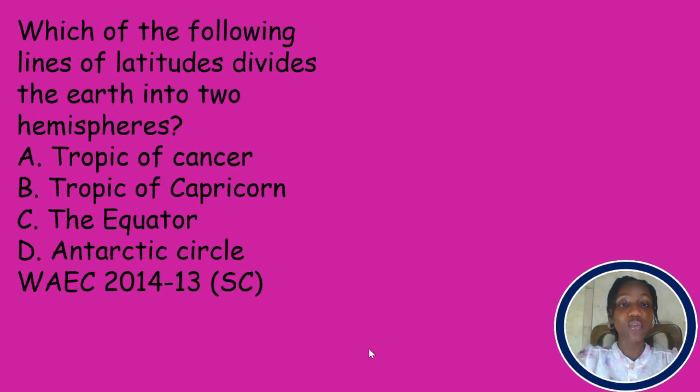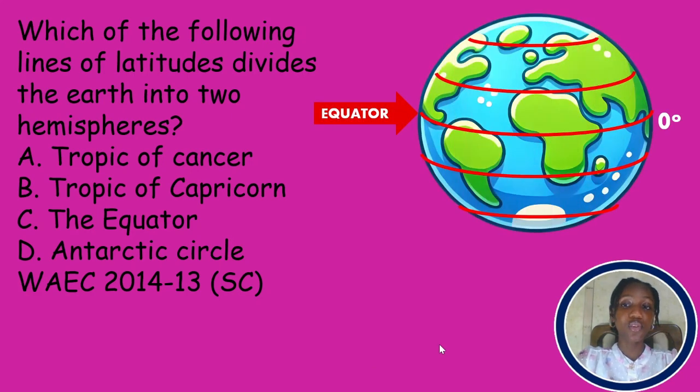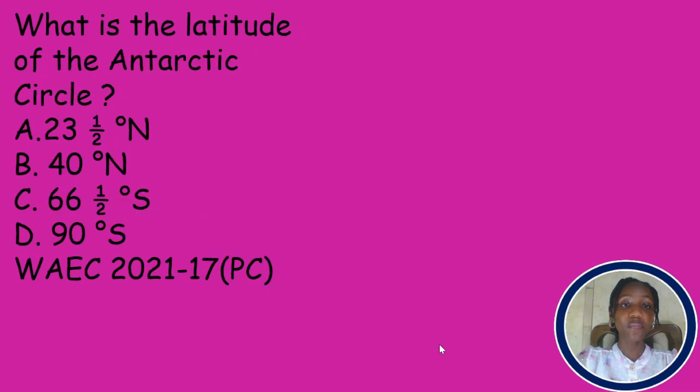Which of the following lines of latitude divides the Earth into two hemispheres? If you were paying attention at the beginning, you already know the answer to this question, as I made this statement when defining the most important line of latitude, the equator. So the correct answer is option C.